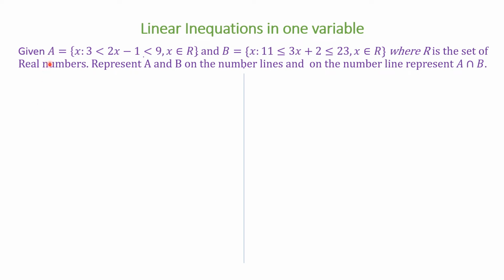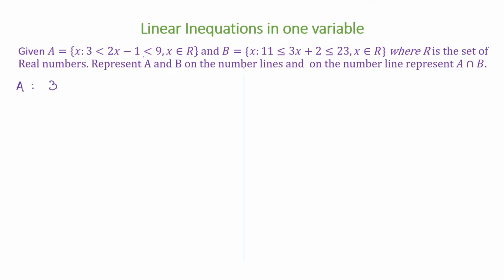The third question, we are given A is a set where 3 is less than 2x minus 1 is less than 9, and you are given a set B. You have to represent A and B on the number line and then represent the intersection of the two sets on a separate number line. In order to do this, what we have to do is first of all simplify 3 is less than 2x minus 1 is less than 9, and bring it to a situation where you have only a single x in the middle. So let's start this one.